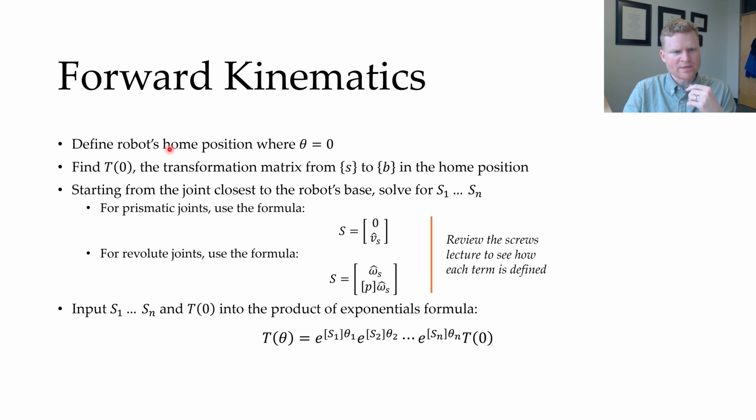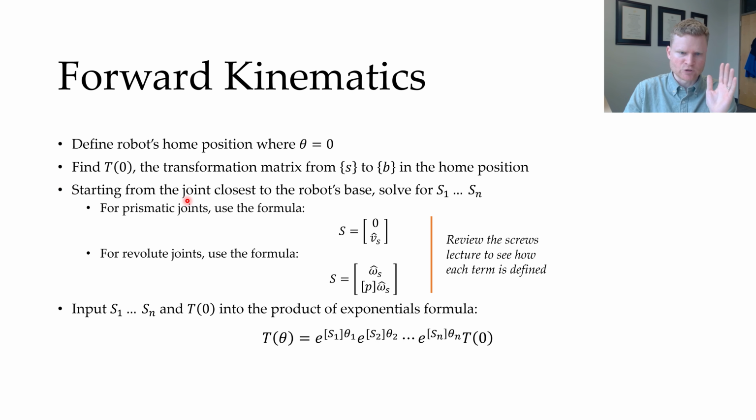Okay, so with that in mind, here's the overall process that you should use in order to find your robot's forward kinematics. First, you want to define what is your robot's home position, i.e., when is theta equal to 0? Sometimes this is given to you, other times it's up for you to pick. But you first want to define that robot's home position. Once you have that home position, you can find T of 0. That's the transformation matrix from S to B in the home position. Often you can just get that by looking at the drawing and looking at the two different coordinate frames.